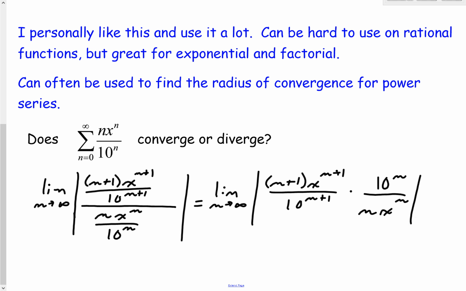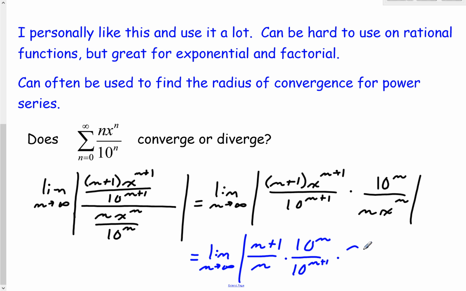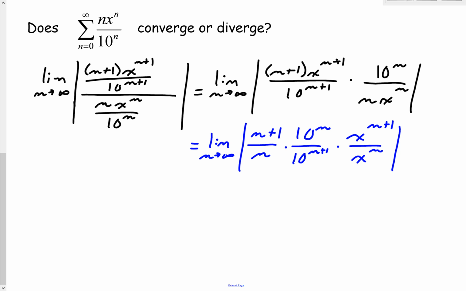So now, if I group my terms by like terms, this would be n plus 1 over n times 10 to the n over 10 to the n plus 1 times x to the n plus 1 over x to the n. And working with this, well, the limit as n goes to infinity of my n plus 1 over n, I think of it as doing L'Hopital's rule. Well, this is going to 1.